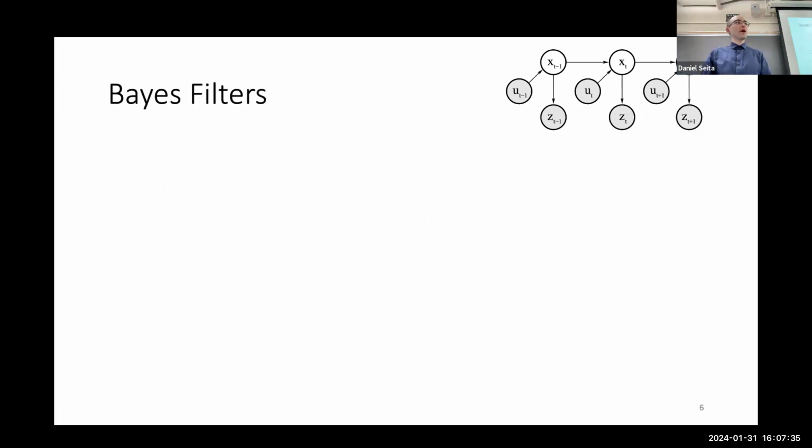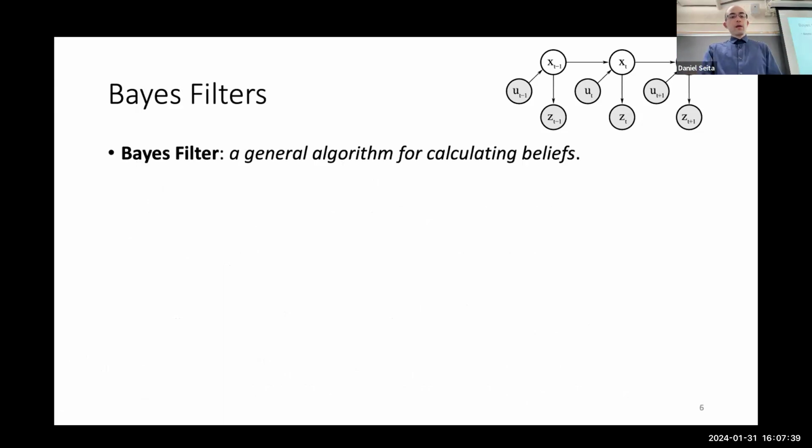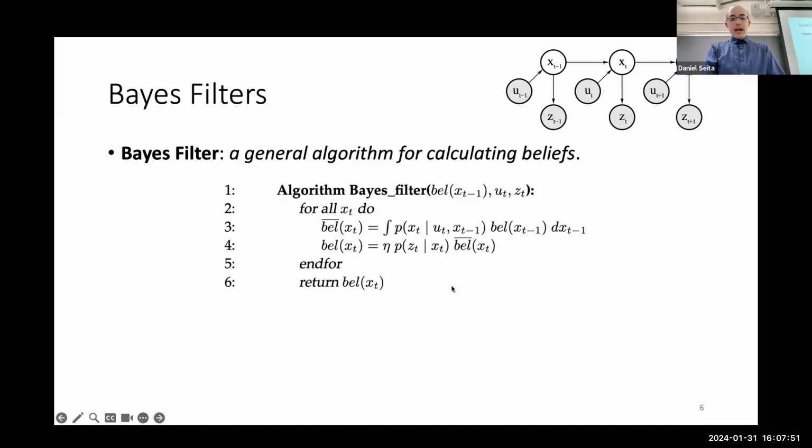And then last class, we also talked about Bayes filters. So this is a general algorithm for computing beliefs. On the last slide, we talked about what beliefs are, but then we need some kind of algorithm to compute that. And this is what it looks like. It's just 6 lines long. And some of them are like "for all" and "for," so those aren't really lines.